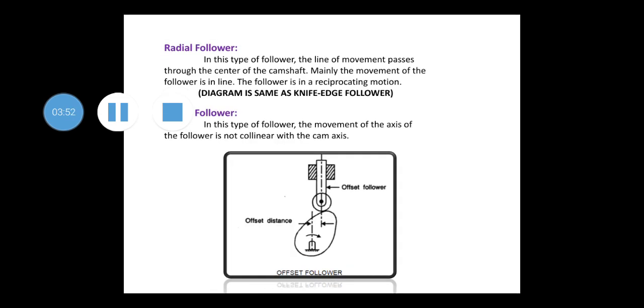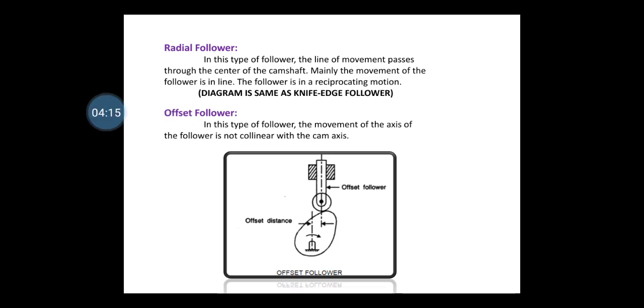Let's see the next one, the radial follower. In this type of follower, the line of movement passes through the center of the cam shaft. Mainly, the movement of the follower is in a line. The follower is in reciprocating motion. So here the diagram is the same as for a knife edge follower.